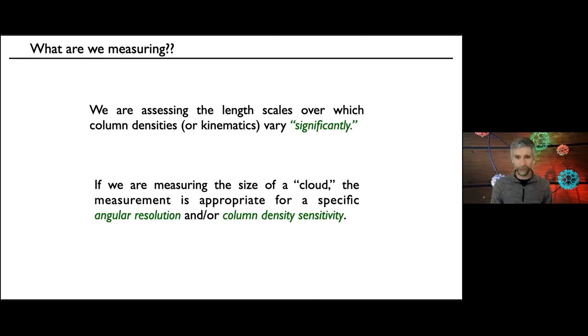So one thing that struck me when I was thinking about this was, we have to discuss at some level what we're measuring. And typically the way that many of these measurements are made is that we're assessing some length scale over which the column densities or perhaps the kinematics vary in some significant way. And that significance, what we mean by that, varies from measurement to measurement. The other thing is, even when we're doing direct imaging of clouds, we're often measuring some sort of size of a cloud, and that definition can be nebulous.